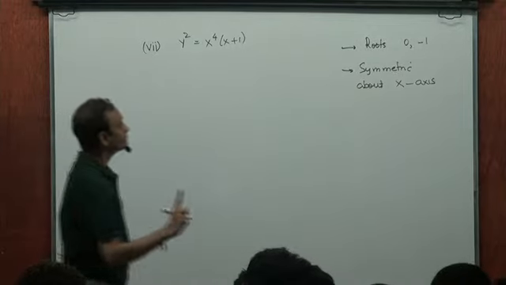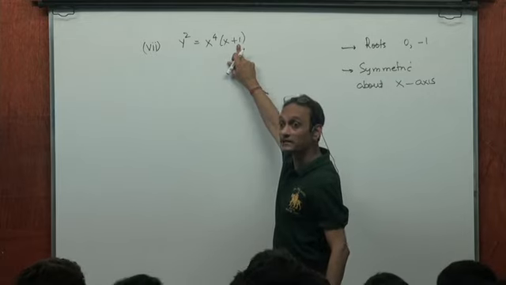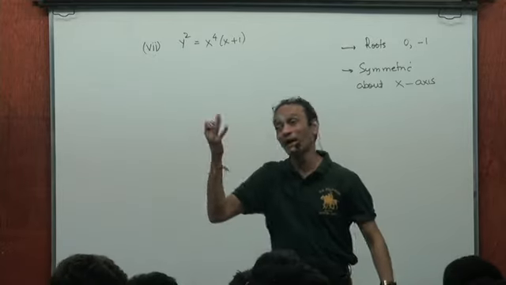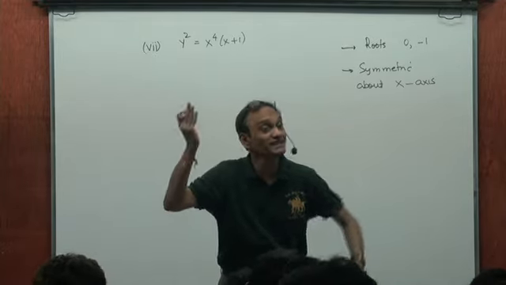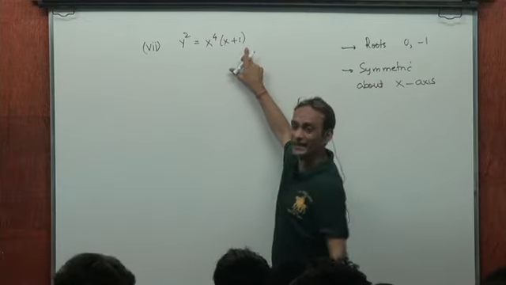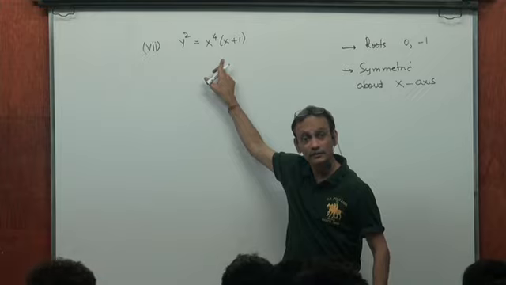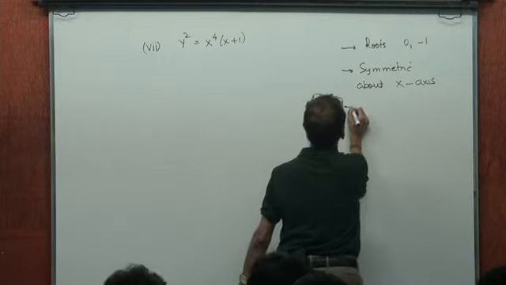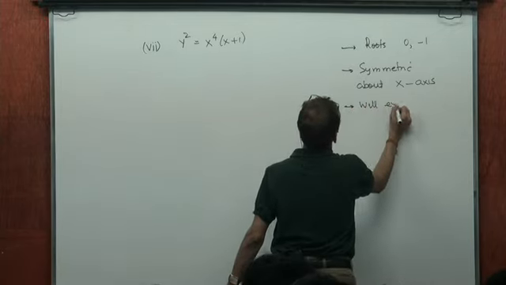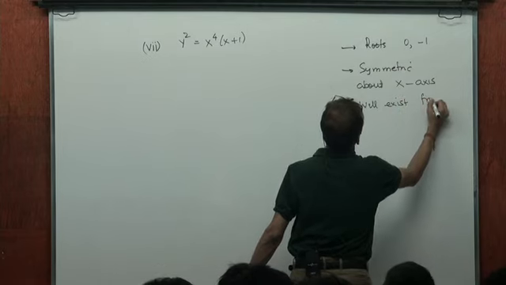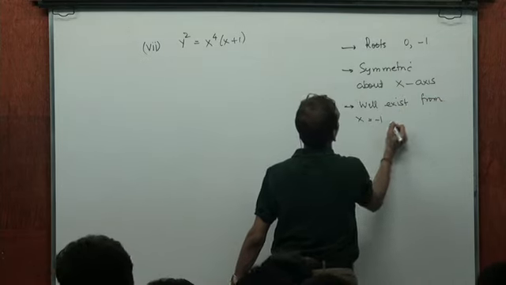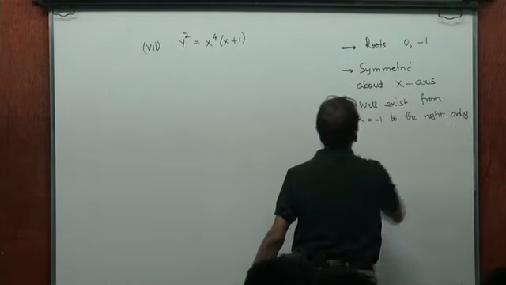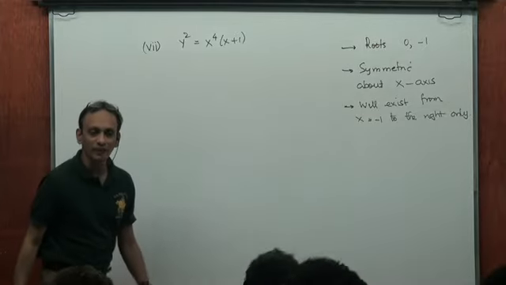Also, when x is less than minus 1, y square will become negative. So x less than minus 1 is not possible, because for x less than minus 1 this number becomes negative, but y square cannot be negative. That means the graph does not exist to the left of minus 1. That means it will exist from x equal to minus 1 to the right only. Will not exist to the left of minus 1, right?